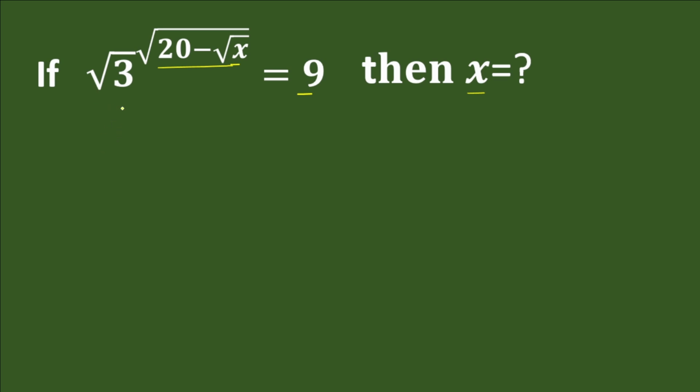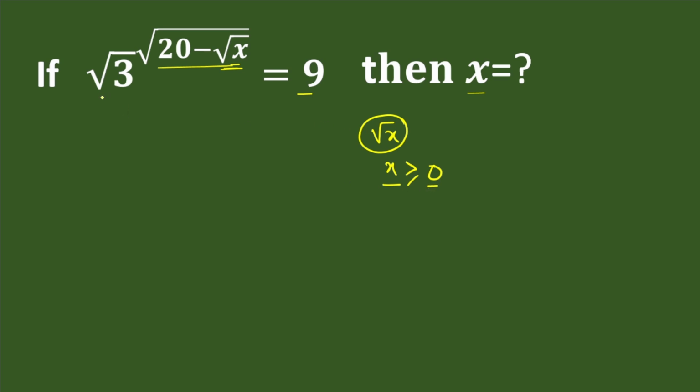Now let's solve the equation. Here one condition is there. Now x is under a square root, so the value of x should be greater than or equal to 0, right? Anything under a square root, for a real value, should be greater than or equal to 0.